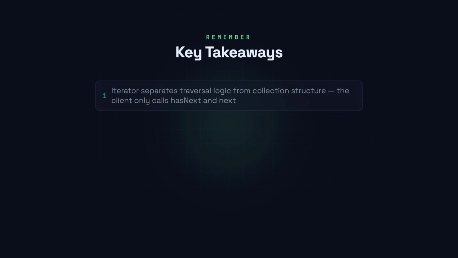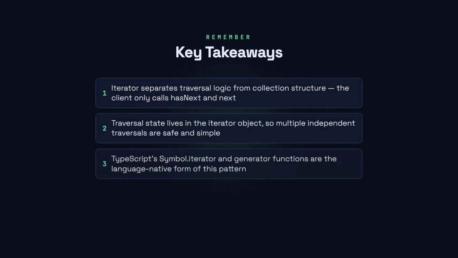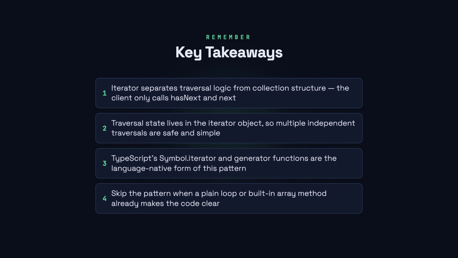To recap, the iterator pattern gives any collection a standard remote control, hasNext and next, so callers never touch internal structure. Because each iterator owns its own position, multiple traversals coexist safely. Every time you write a for-of loop or a generator function in TypeScript, you are using this pattern at the language level. Reserve the explicit class-based form for custom collections where hiding structure genuinely matters.